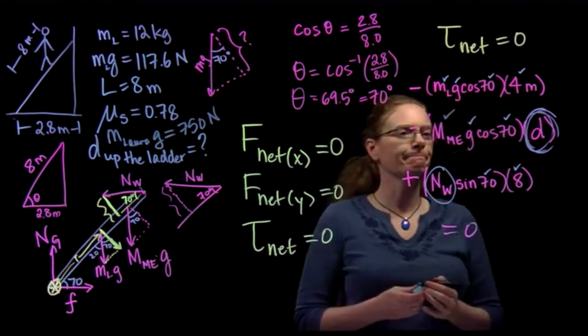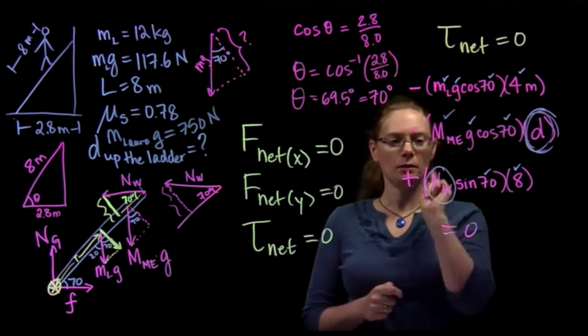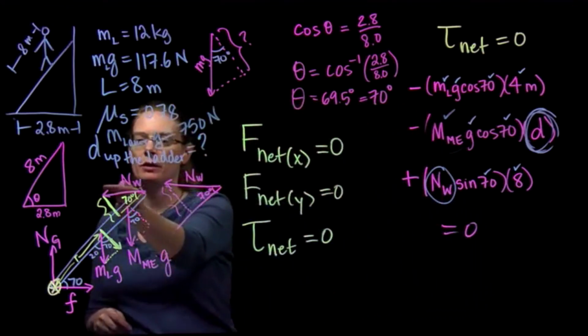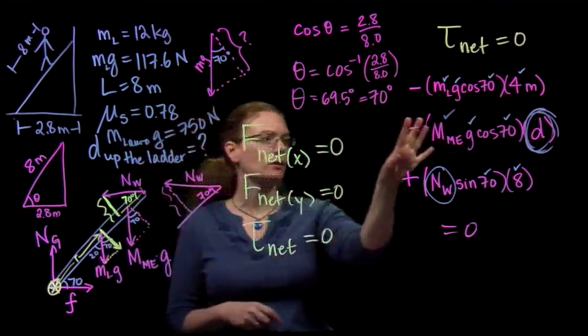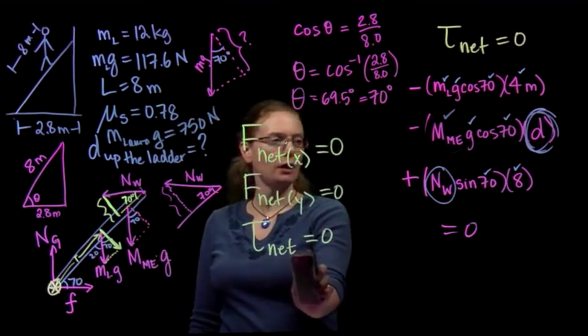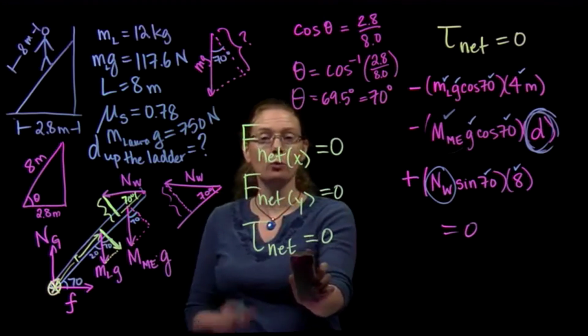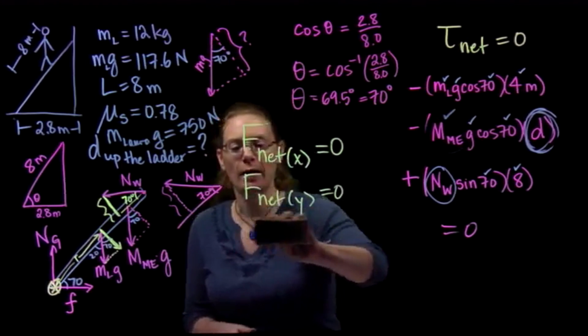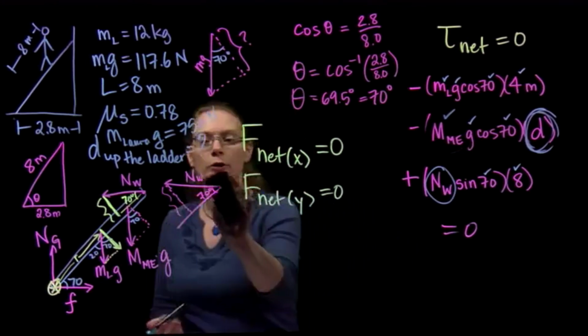Got it. All right, still need to figure out the normal force from the wall. I need to figure out how big this force is before I can solve for D. All right, so we just did torque net equals 0. We did one of the 3 equilibrium conditions. Now let's see what happens if we do the other two.